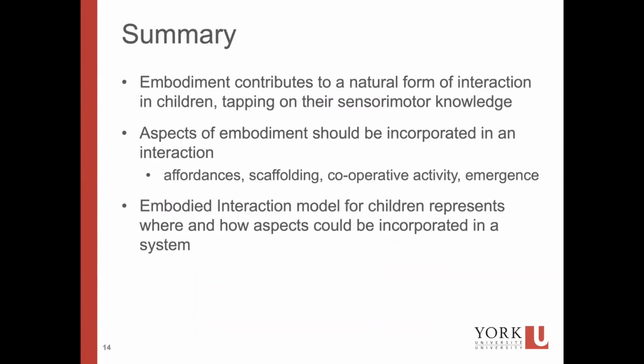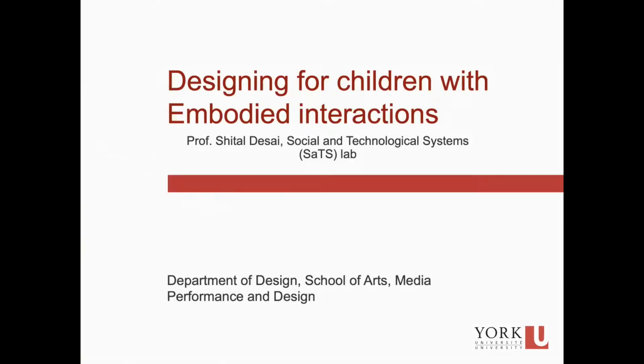So in summary, what we have done today is this talk has provided you an understanding of how children go through continuous perception action loops using various aspects of embodiment, and how you can incorporate these aspects of embodiment in a continuous perception action loop to design an embodied interactive product for children. Okay, so this brings us to the end of the talk. So do you have any questions?